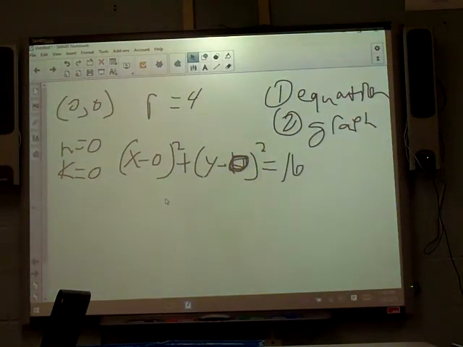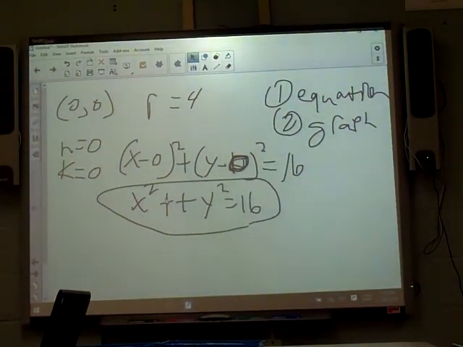16. Now that's a correct equation, but you won't see that as a choice because we know what x minus 0 and y minus 0 is. How can I rewrite x minus 0 and y minus 0? x squared plus y squared. Good, very good. So this is the same as x squared, because x minus 0 is x, plus y squared equals 16. So there's my equation.